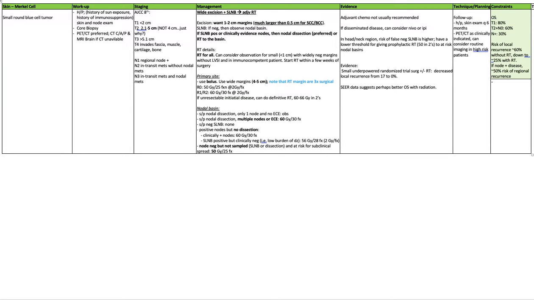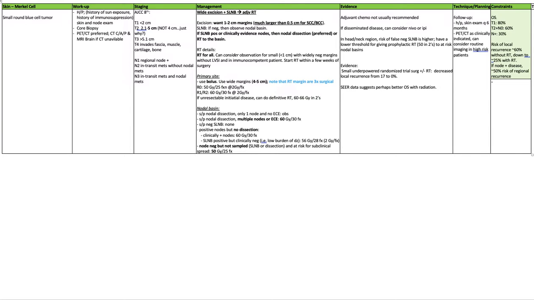Skin Merkel cell carcinoma is a small round blue cell tumor theorized to come from the mechanoreceptors of Meissner's corpuscles and associated with polyomavirus infection. Workup: history and physical, history of sun exposure, history of immunosuppression, and a comprehensive skin and nodal exam. A core biopsy is required.